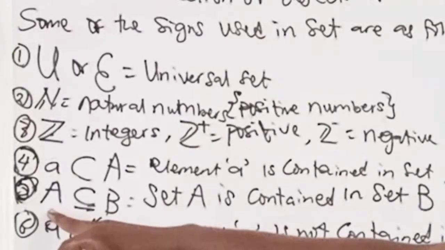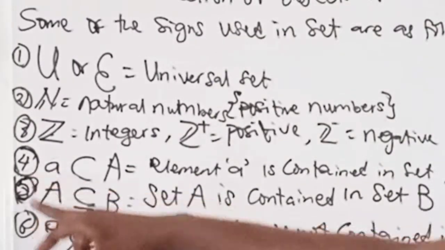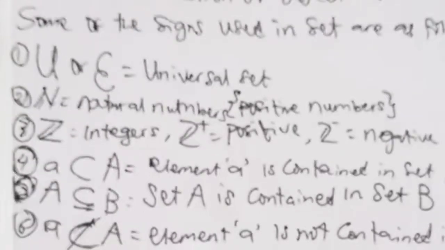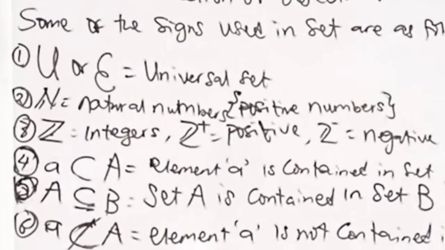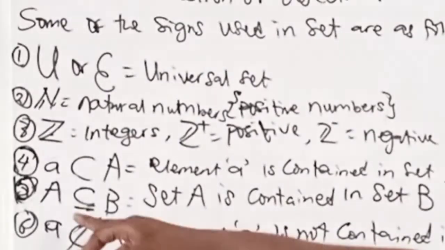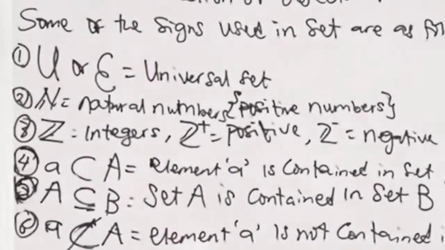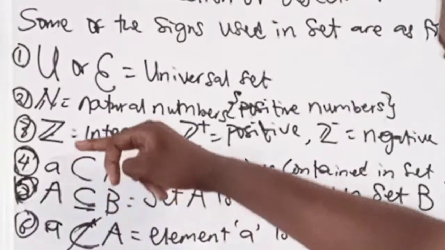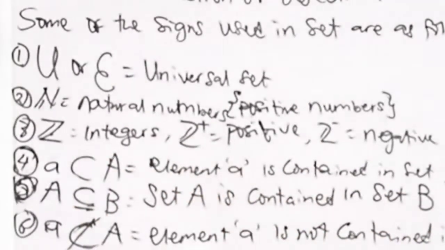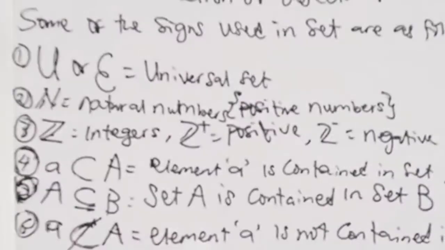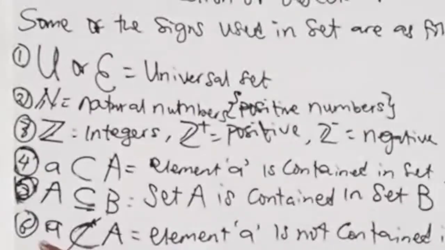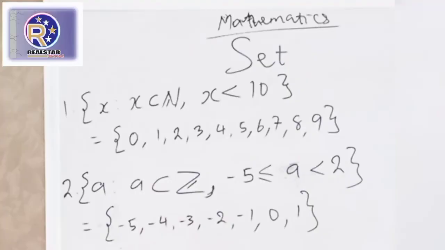When you see something like this, it means set A is contained in another set B. That is when you can draw out a set from another set, like we talked about subset. It means A is a subset of B. Then when you see the same symbol but with a stroke, it means that element a is not a member of set A.